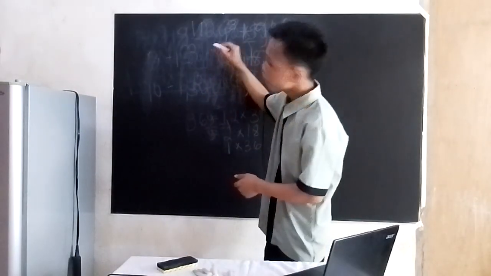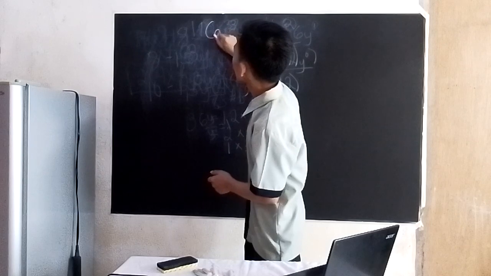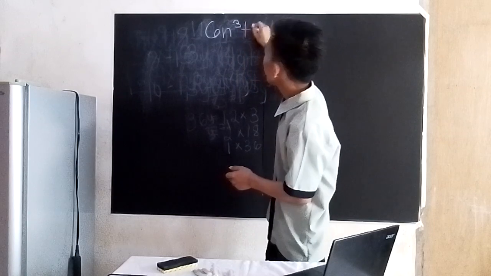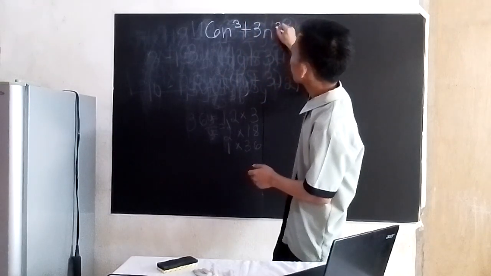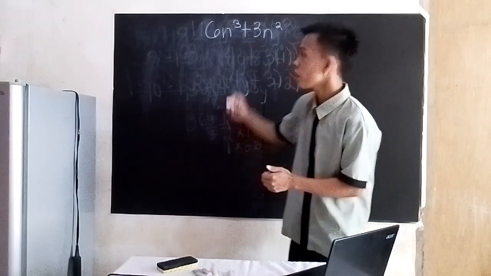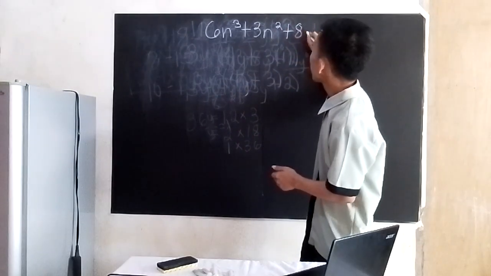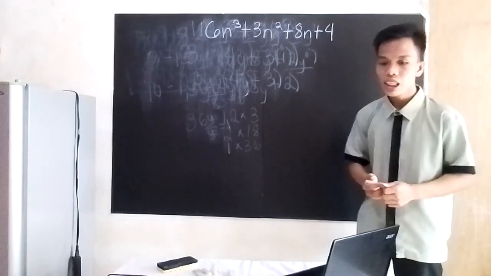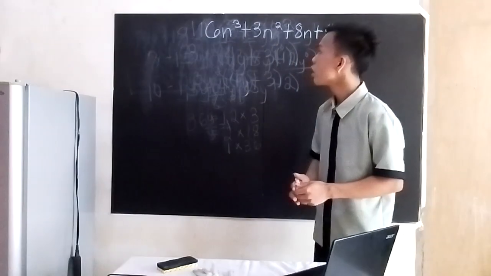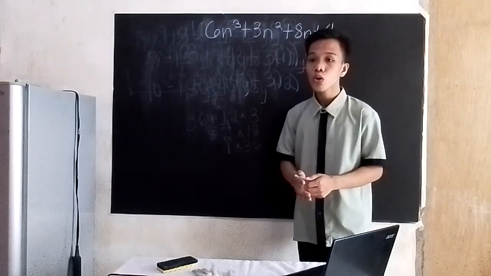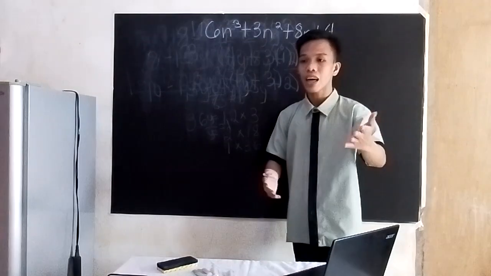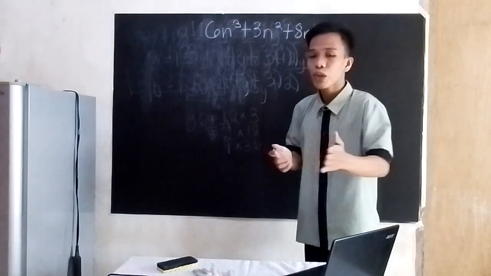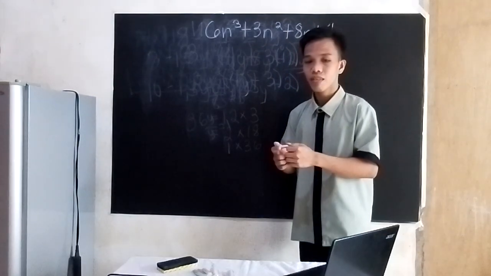So the first example is 6n cubed plus 3n squared plus 8n plus 4. So, since it is grouping, do you have any idea? That's right, so we are going to group them. So, how are we going to group them? Any idea?